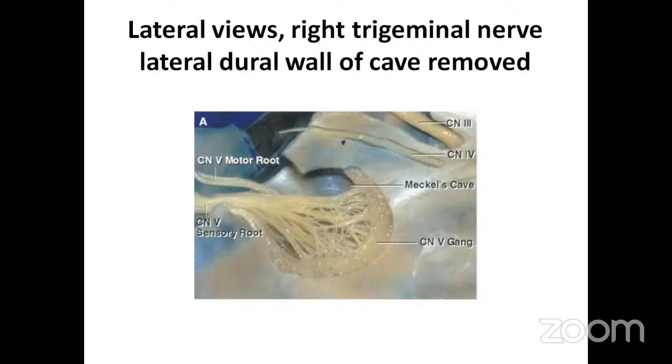Here sits the ganglion of the trigeminal nerve. In this diagram, we can see the anterior or motor root of the trigeminal nerve and the posterior or sensory root of the trigeminal nerve along with the ganglion of the trigeminal nerve.